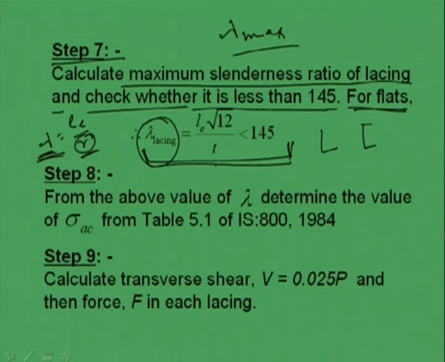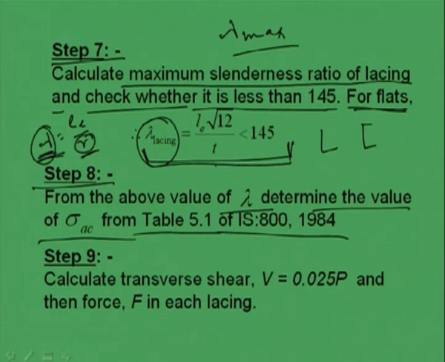Then in step 8, we will find out the allowable compressive stress of the lacing bar. How do we find it? As we know, on the basis of lambda, we can find it from table 5.1 of IS 800 1984. From table 5.1, we can find sigma AC on the basis of lambda, which has been calculated here in the case of lacing.